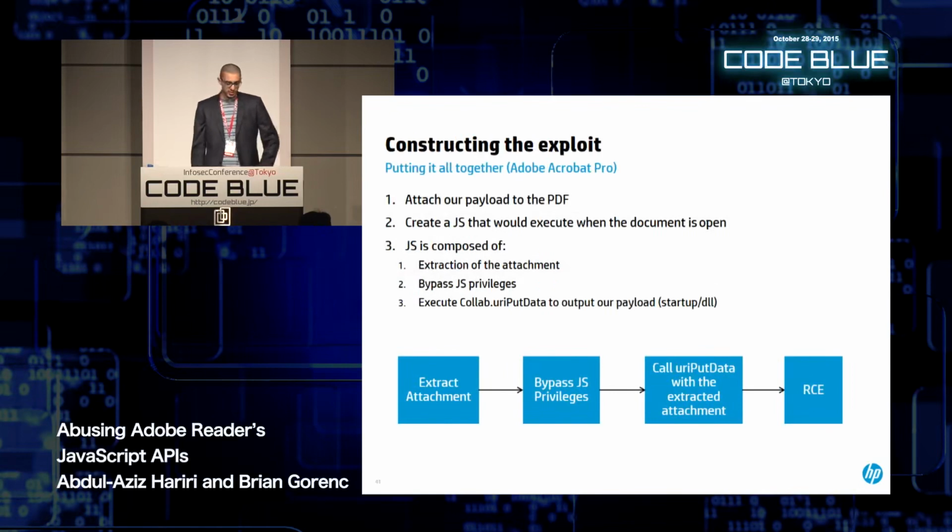So let's put this all together. Basically, we have to attach our payload, which is a DLL, to the PDF, and then create a JavaScript that will execute when the document is opened. This JavaScript should be composed of code that extracts the contents of the attachment, stores it in an OStream object, and then uses one of our bypasses to execute URI put data and dump the file on disk. Then we just wait until Acrobat loads our DLL, and we're going to have code execution out of it.